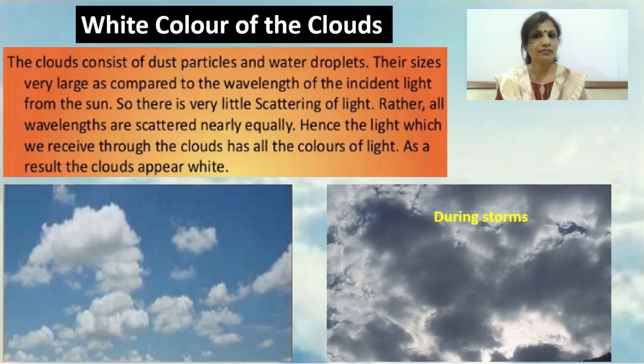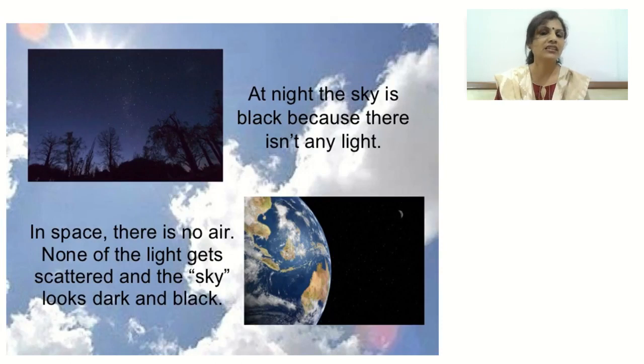But at night, when you look at the sky, it looks dark. It looks black in color, because at night there is no light, and since there is no light, there is no scattering. Now imagine, children, if there wouldn't have been an atmosphere around us, the sky would have looked absolutely dark, because to scatter the light, the particles should be there, and the fine particles are present only in the atmosphere. Then if the astronauts look into the sky, there is no atmosphere in space, there is no air in the space.